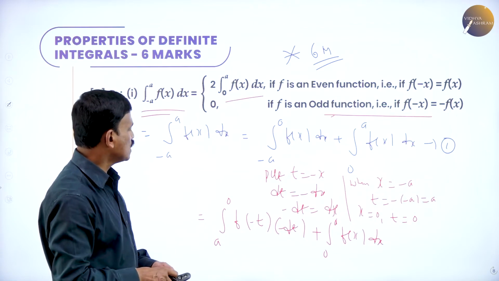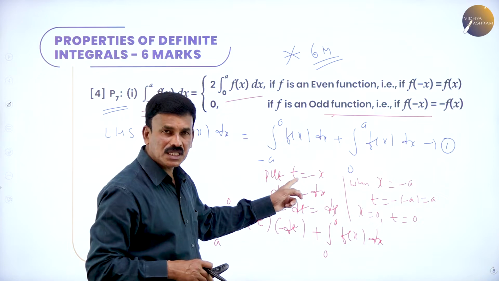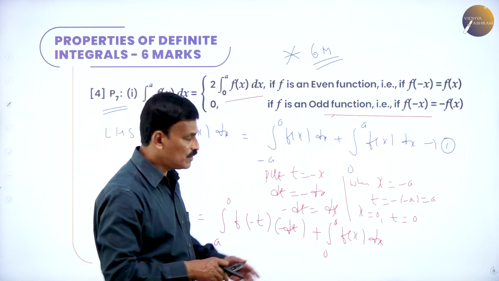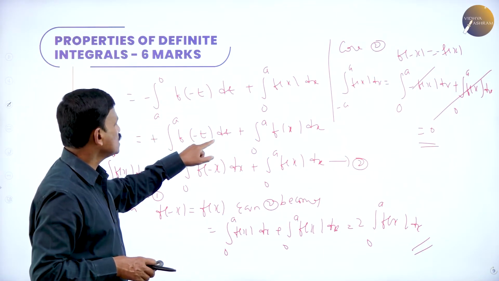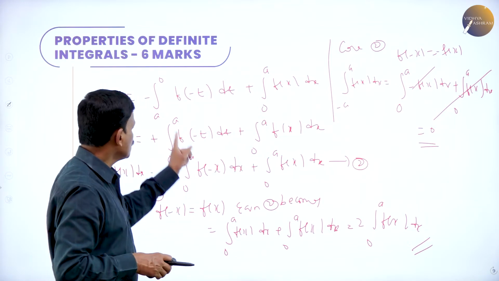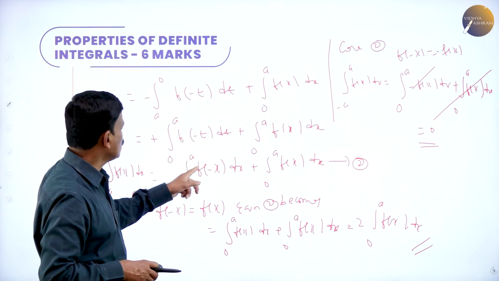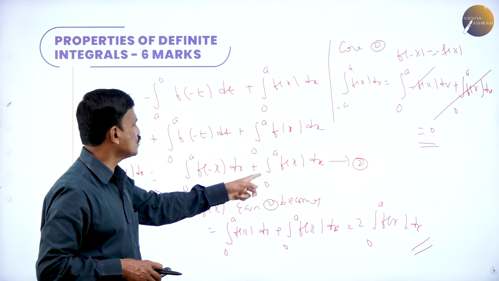Very simple concept. Just split this and consider f of x substitution, take t is equal to minus x. Whenever the substitutions are taken, the value of limit changes. This equation will reduce to integral 0 to a f of minus t dt plus integral 0 to a f of x dx. So again using the property, if t is replaced by x, then it becomes integral 0 to a f of minus x dx plus integral 0 to a f of x dx.